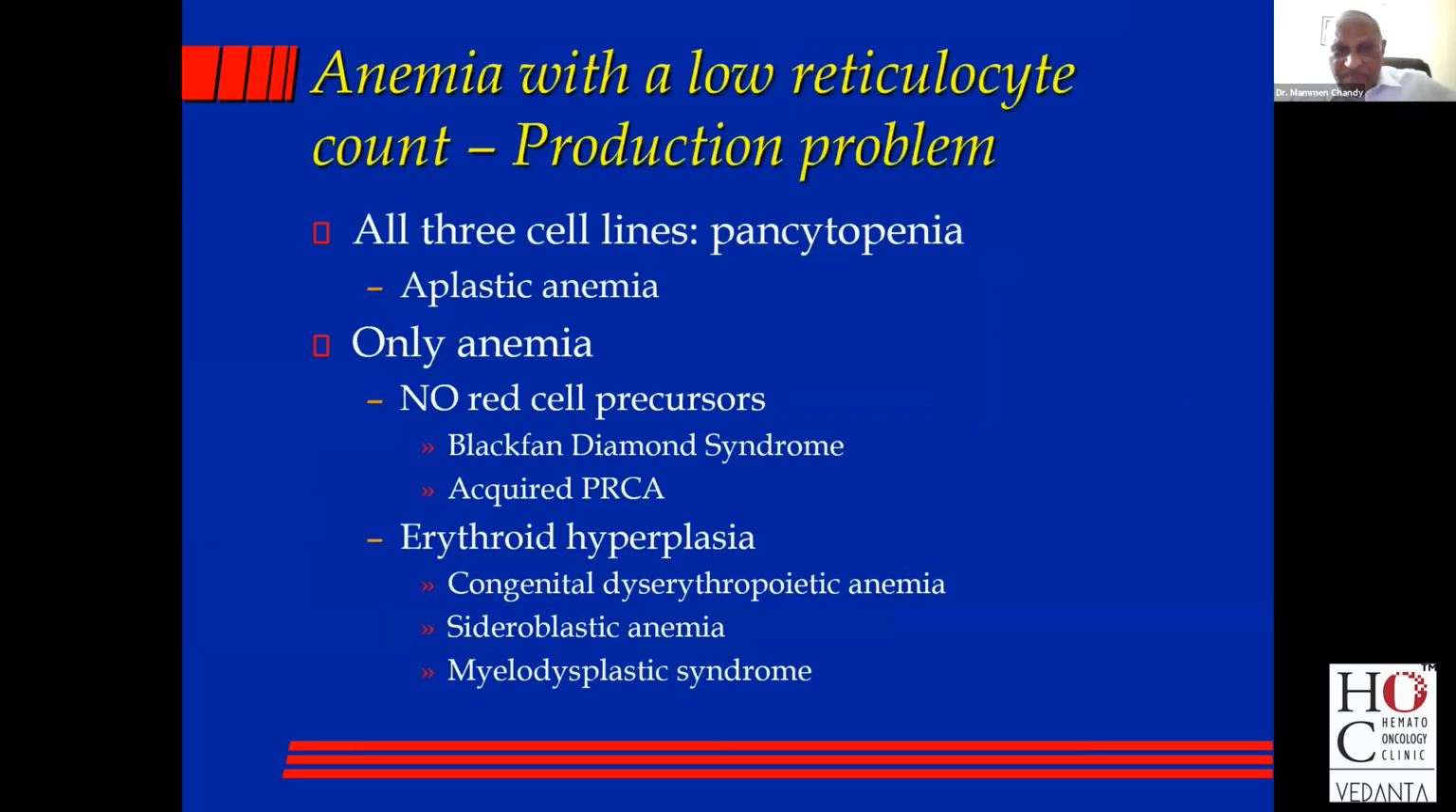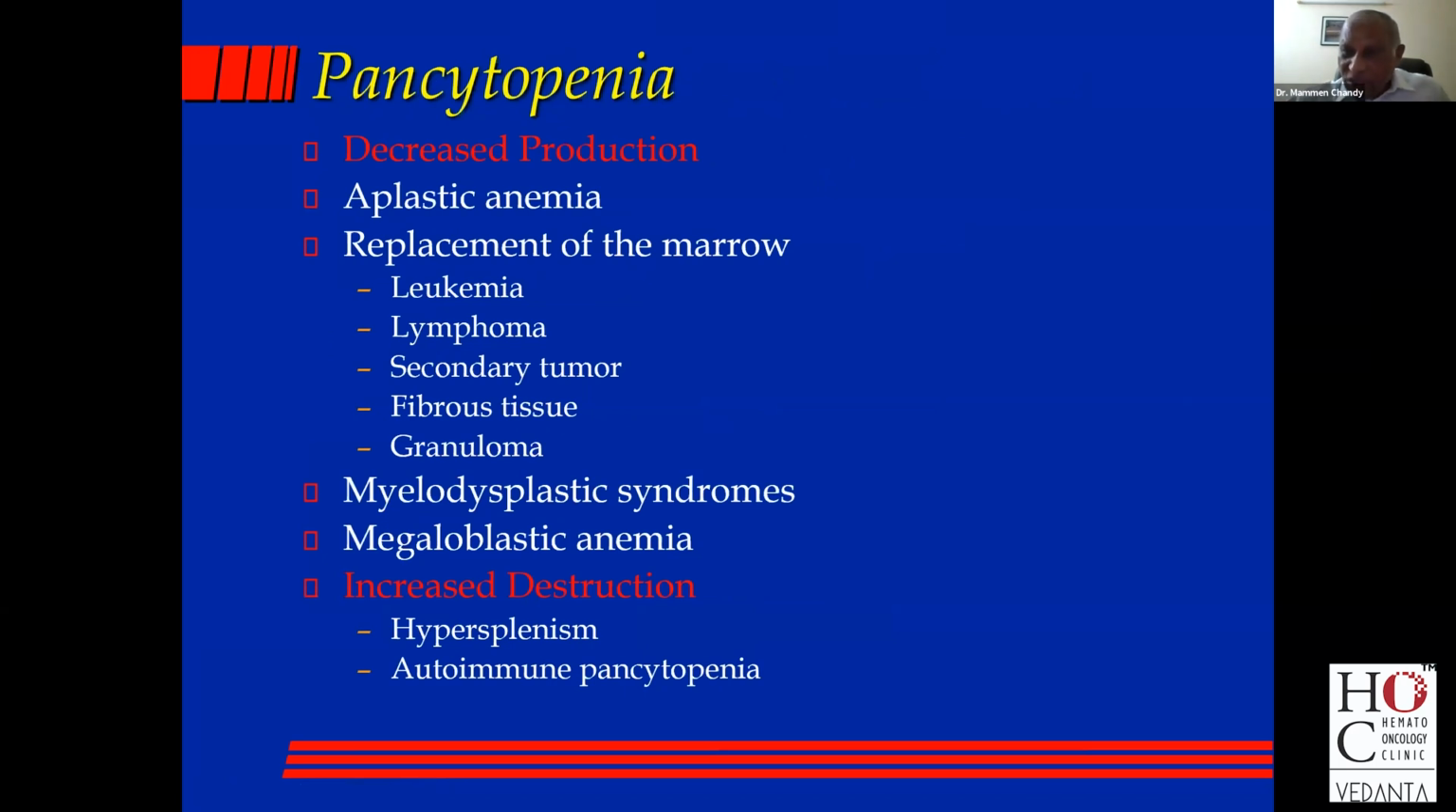Right? So suppose you have all three cell lines down. If it's only red cells, I've told you what to do, right? No red cells, Diamond-Blackfan or PRCA. Erythroid hyperplasia, then it's either a CDA or sideroblastic anemia or a myelodysplastic syndrome. Now, if you have pancytopenia, again, is it a decreased production or increased loss?